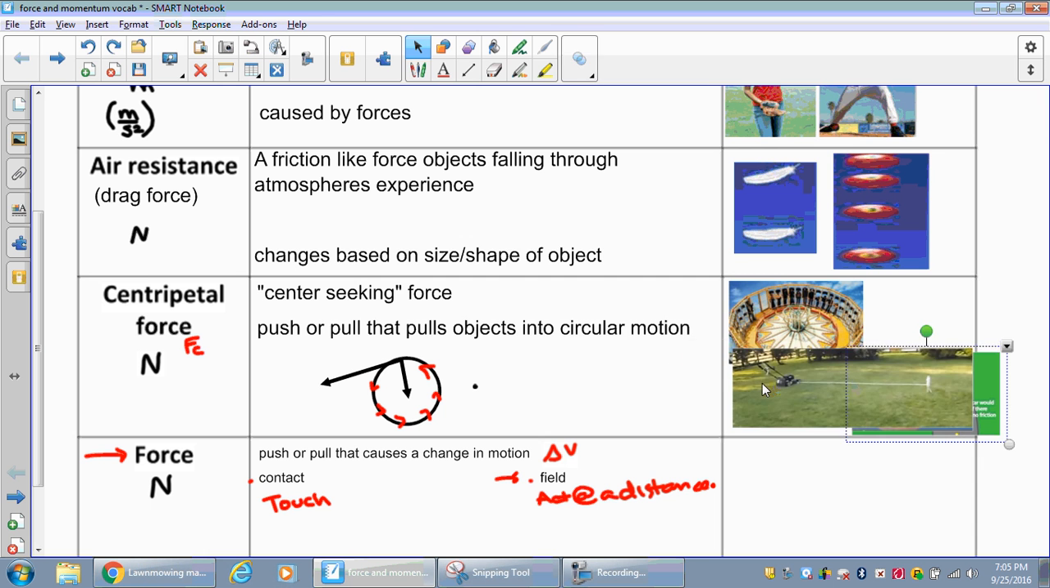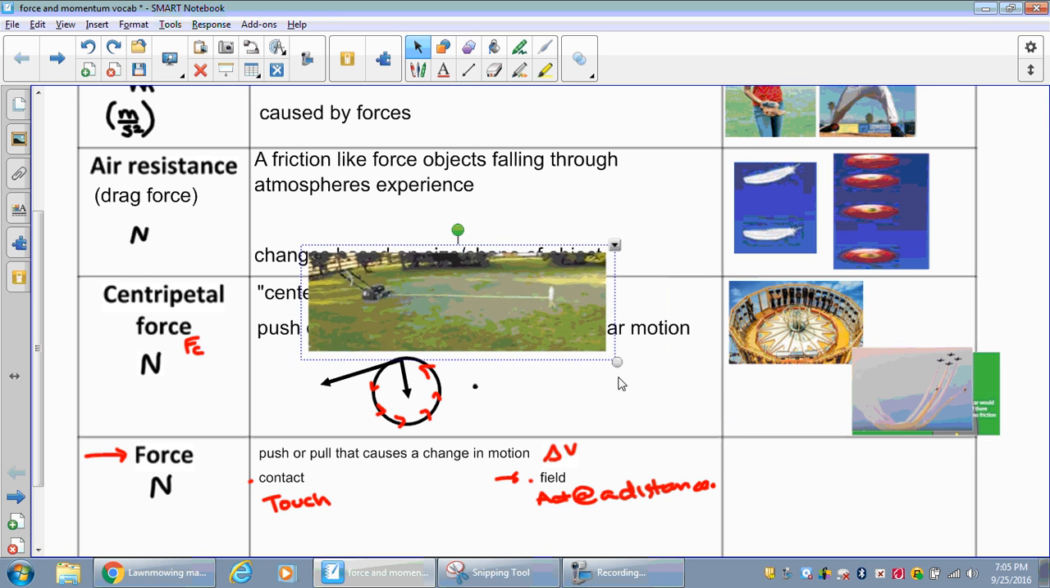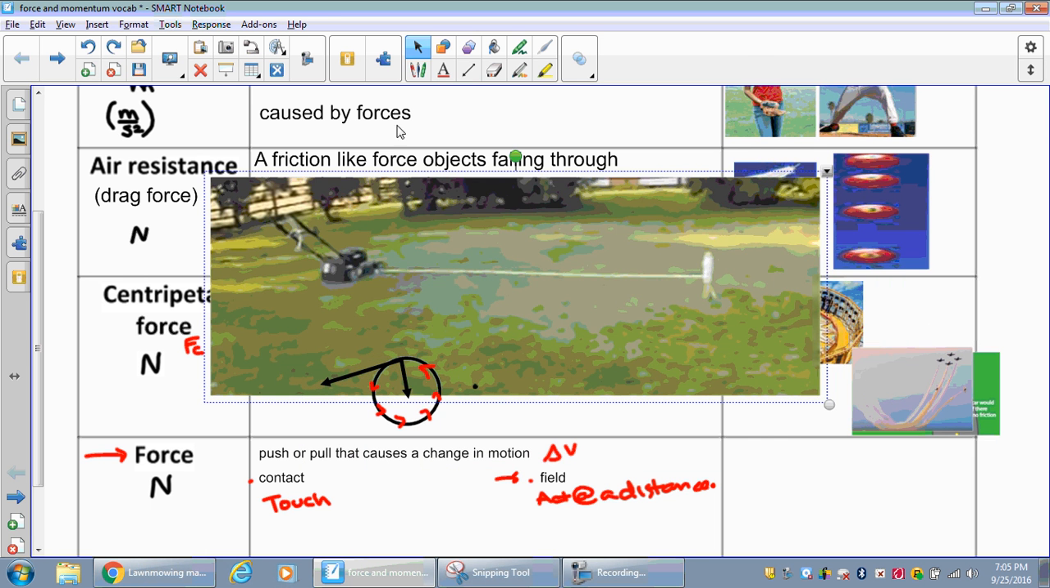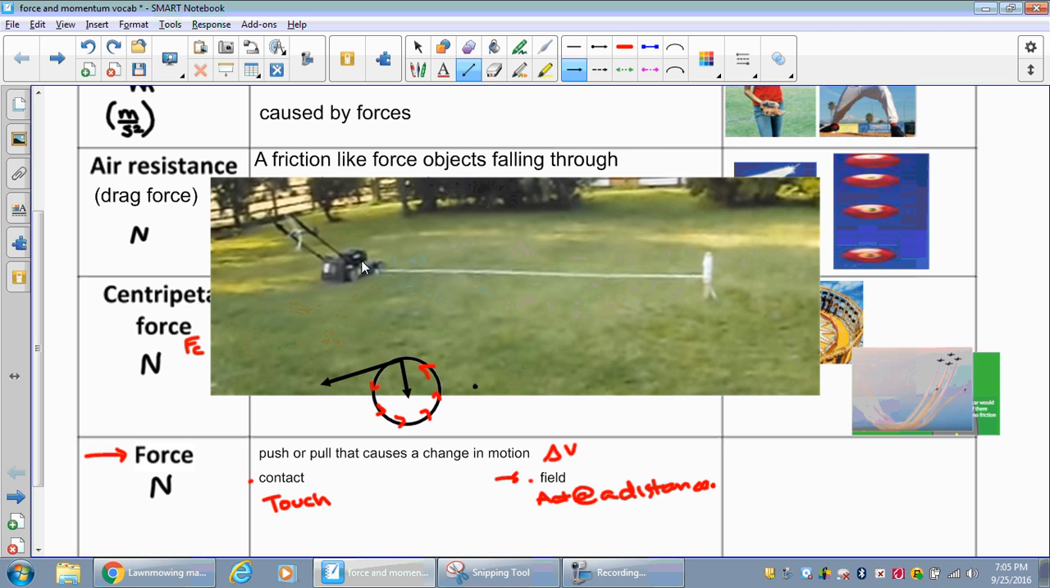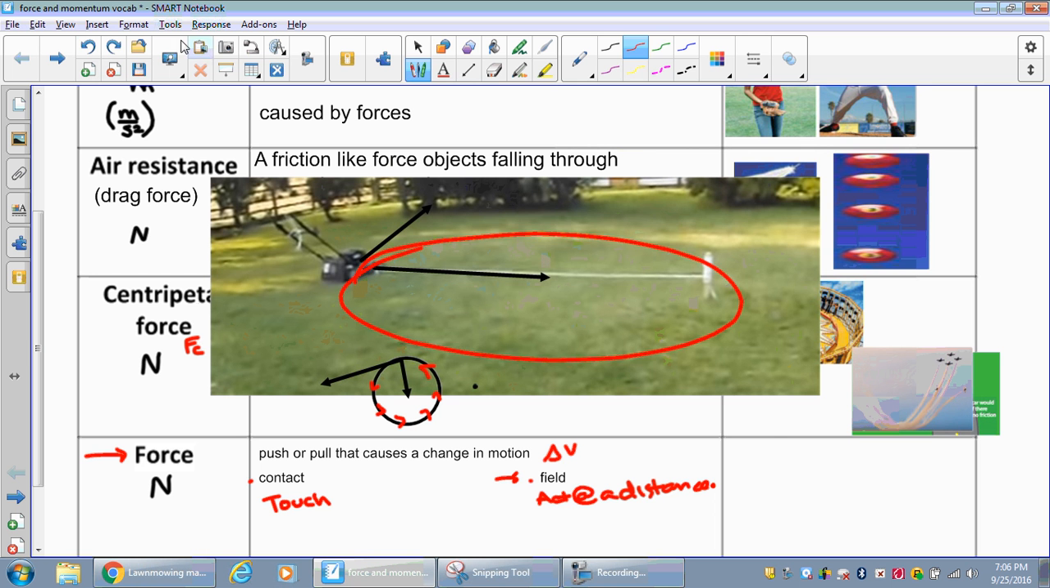Okay, here's another one. So here is a really interesting way to mow your lawn. The lawnmower wants to go in a straight path this way, but the string is pulling towards the center, and you end up getting this nice circular path, right?